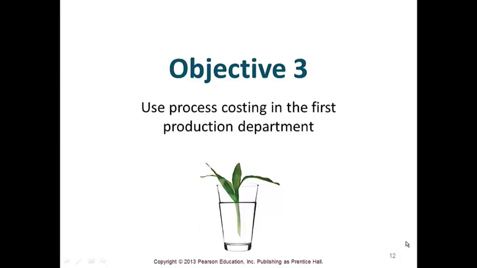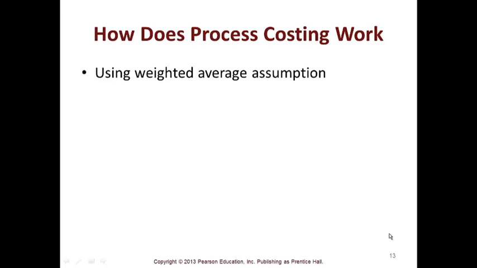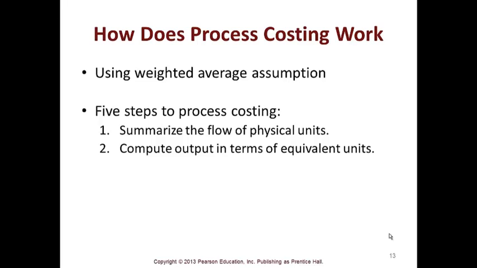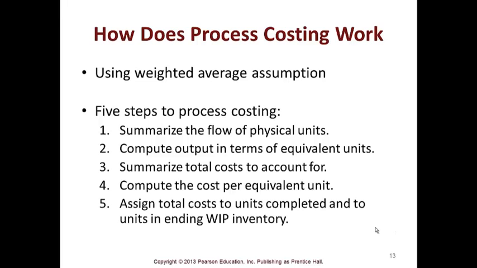Objective 3 wants you to talk about the use of process costing in the first production department. How does process costing work? Using the weighted average assumption, as I mentioned earlier, there are 5 steps to process costing. You summarize the flow of physical units. You compute output in terms of equivalent units. You summarize total costs to account for. Compute the cost per equivalent unit. And assign total cost to units completed and to units in ending work in process.